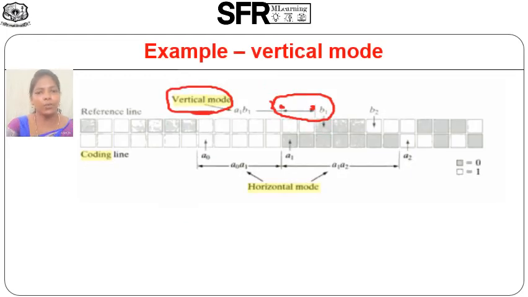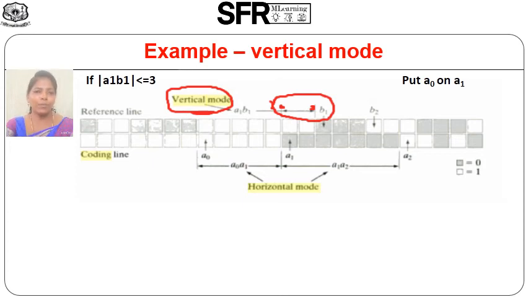Next we go for the vertical mode. The next flow chart goes through the condition: we have to find the distance between A1 and B1. In this diagram, look at where A1 and B1 are. What's the distance between them? Is it less than 3 or greater than 3? Surely it is less than 3, so we come to the vertical mode. Since it is vertical mode, we move A0 to A1 for the further coding process.